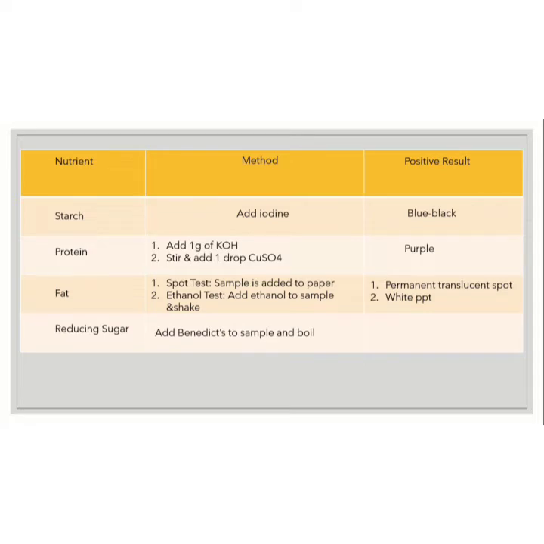So you're going to add Benedict's to the sample and you're going to boil it. Alright, you add your Benedict's and you boil it. Now if the reducing sugar is present, you're going to get a brick red precipitate. Alright, hope you guys following so far.